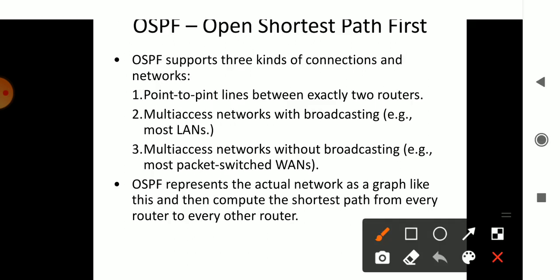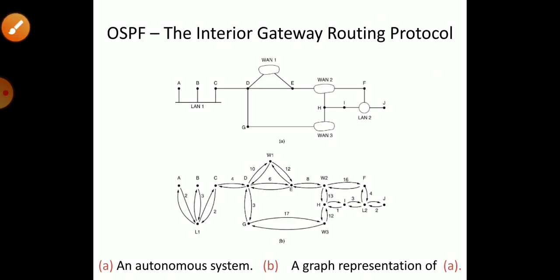In the interior part, you have the shortest path first, which is considered as OSPF. It may have a point-to-point link, or multiple access to the network with broadcast through LANs, or a multi-access network through multiple WANs, one WAN to another WAN, but it communicates within that specified area. So it is the Open Shortest Path First. It will consider the shortest path in the whole group.